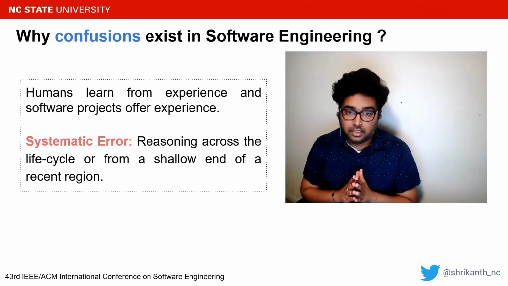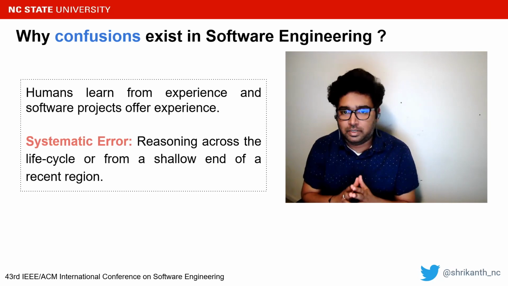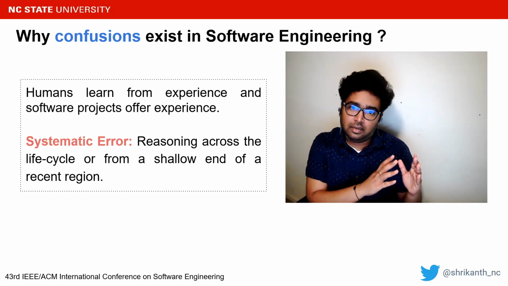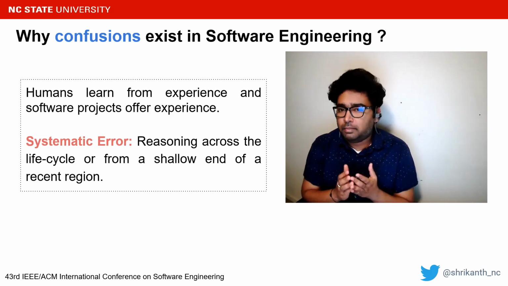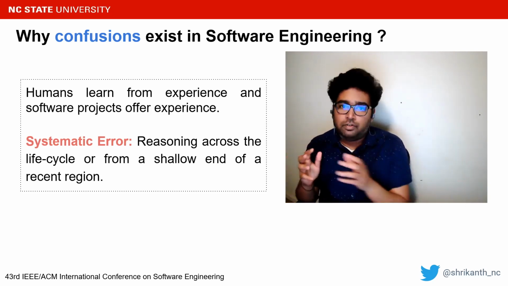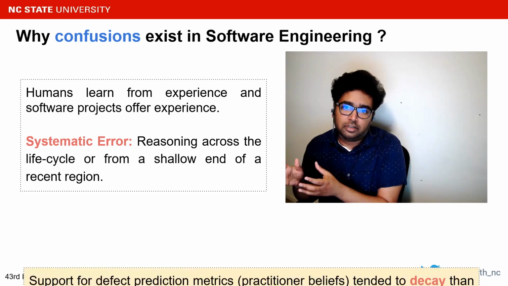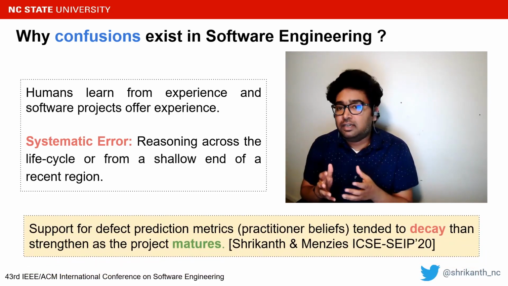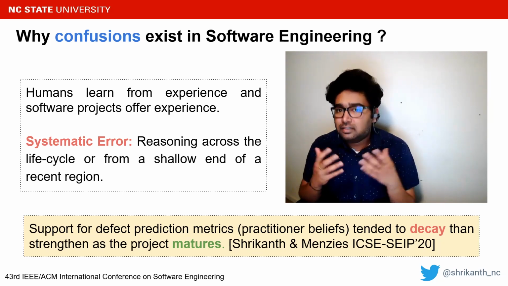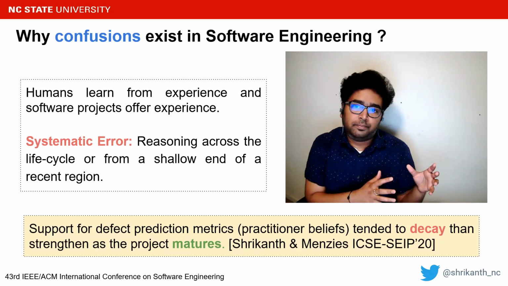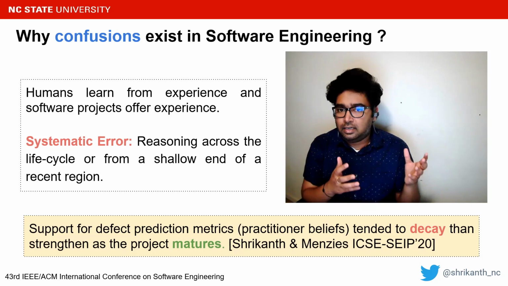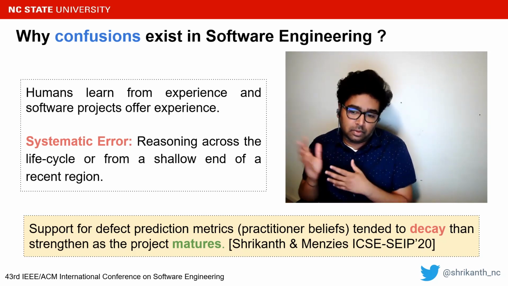Humans learn from experience, and software projects offer experience. Most of the experience occurs early in the project lifecycle, yet developers and researchers make a systematic error. They continue to reason across the lifecycle or from a shallow end of a recent region, which is a problem since there is relatively less experience. This problem can be avoided by learning from experience-rich regions that offer numerous benefits. This explains why many practitioner beliefs on defect prediction tended to decay as the projects progressed.